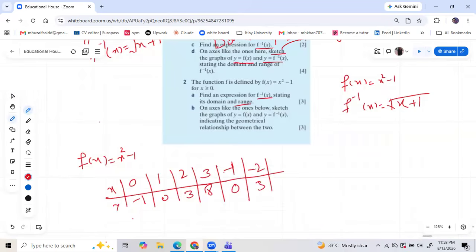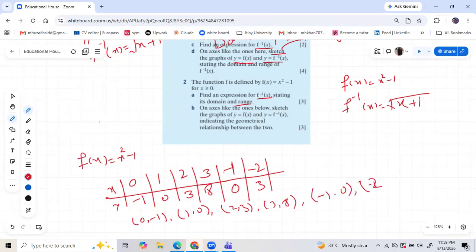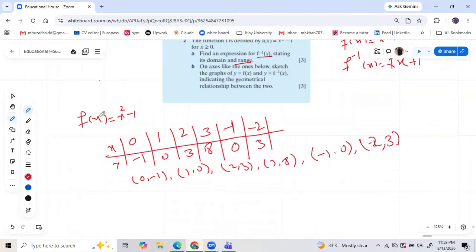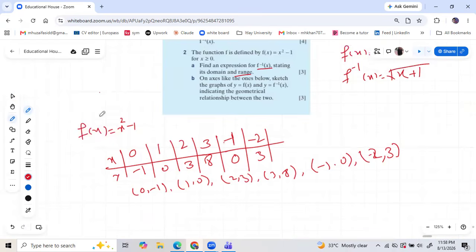So these are your ordered pairs. You can write 0 and minus 1, and also 1 and 0, and also 2 and 3, and also 3 and 8, and also minus 1 and 0, and minus 2 and 3, and you can draw the graph with the help of these ordered pairs. Here we are drawing our simple function. After this we will make the table for the inverse function.